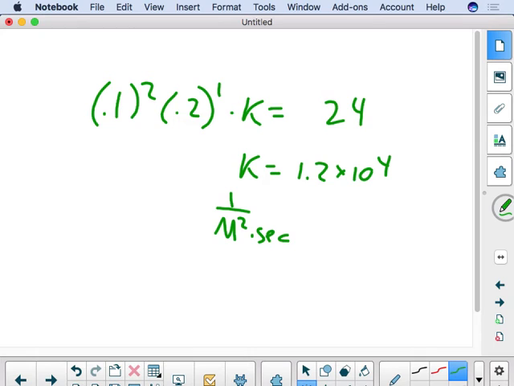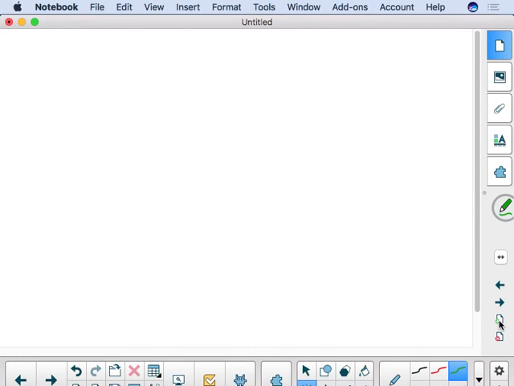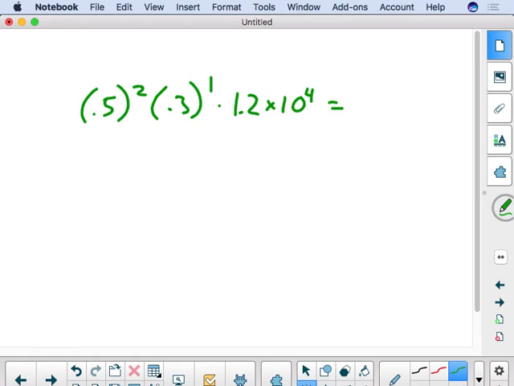Alright. And now they asked us to use that information in a scenario. Calculate the rate of formation of product and the rate of consumption of the reactant when the concentrations are these values. So when NO is 0.5, that one was squared. Br2 is 0.3 to the first. K was what again? 1.2 times 10 to the 4th. And this is going to give me the rate of formation of NOBr, because that's what our rate was in. Okay, so we're plugging and chugging with this to find what it will be under these conditions.